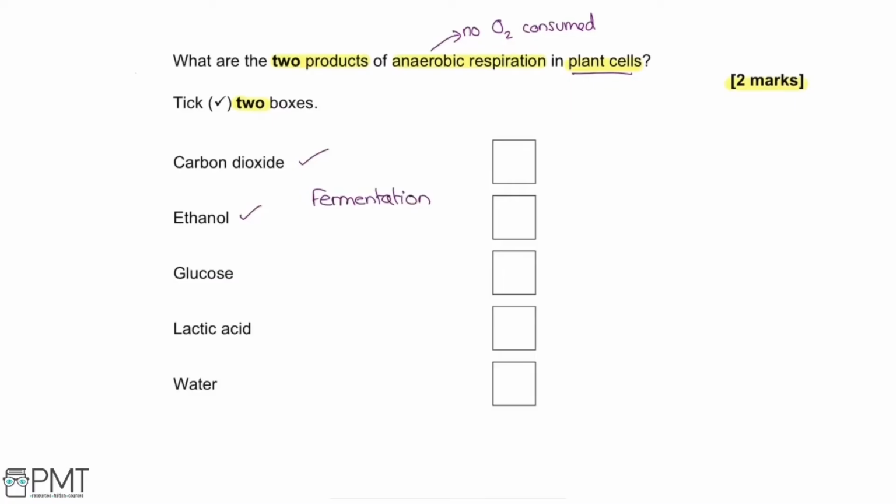To eliminate the others, you can look at glucose and know that that is not a product of respiration, that is a reactant. Lactic acid is produced in animal cells, not plant cells, and water is only a product of aerobic respiration. So carbon dioxide and ethanol are your final answers.